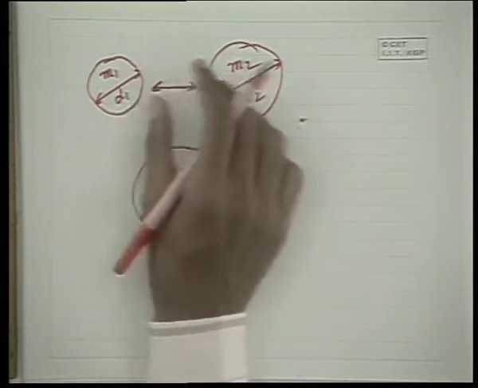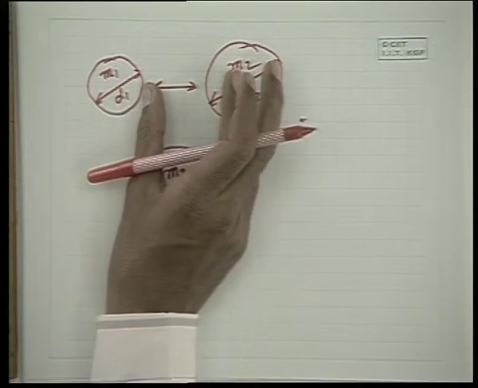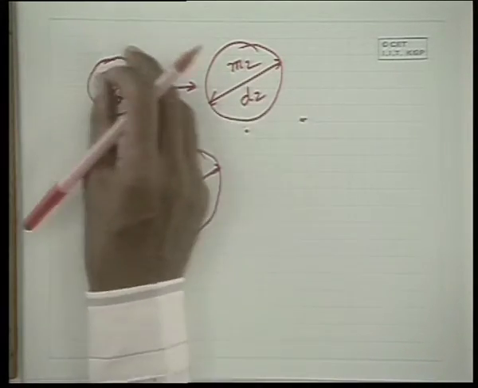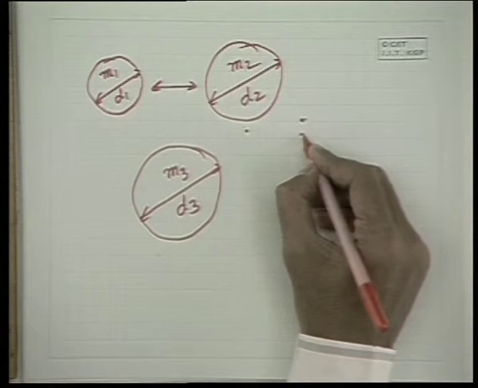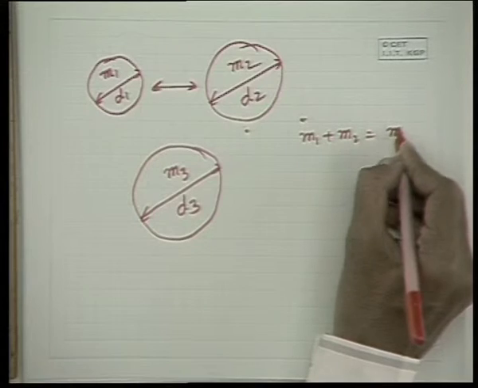Now what physics will be followed? What are the things which are conserved after coalescence? One is the mass, mass of the air, it has been told. That means M1 plus M2 is equal to M3.